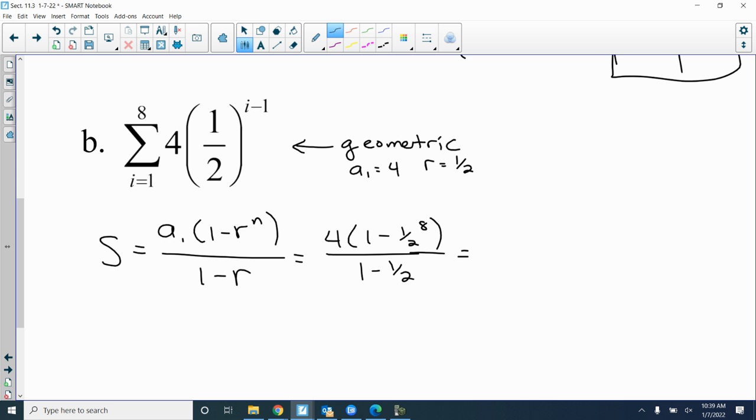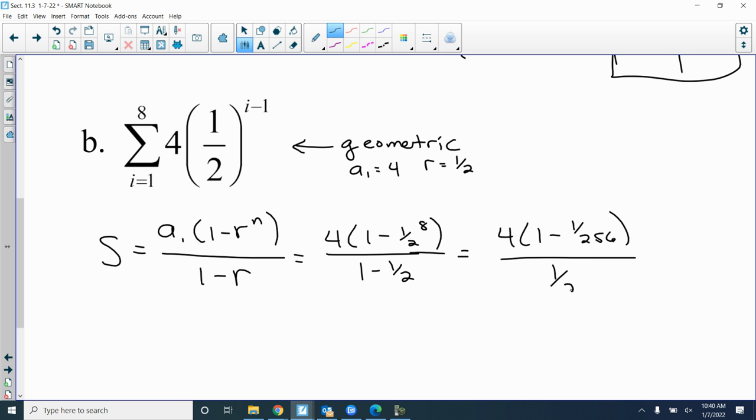Again, try to hold off on using your calculator until necessary. What is 1/2 to the 8th power? Really, you have to take 2 to the 8th power. You can use your calculator for that. What's 2 to the 8th power? 256. So it's going to be 4 times 1 minus 1 over 256.